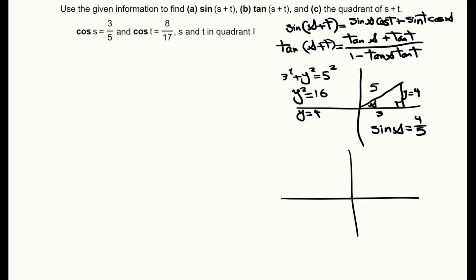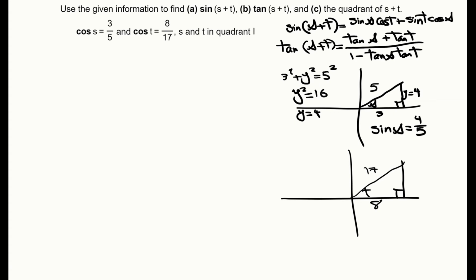So this time we know that the adjacent side is 8 and the hypotenuse is 17. This you should recognize as well. This is another famous Pythagorean triple, which is 8, 15, 17.